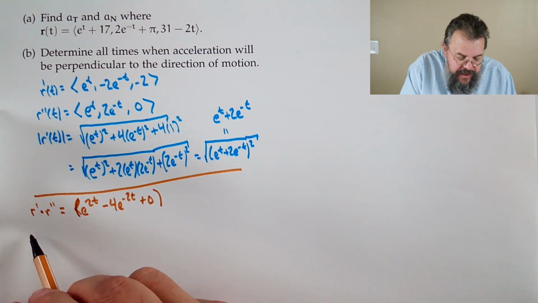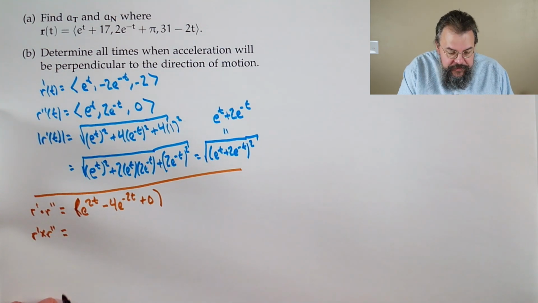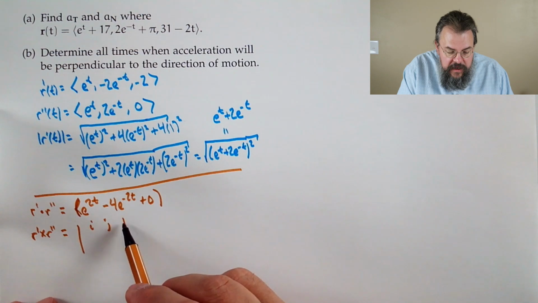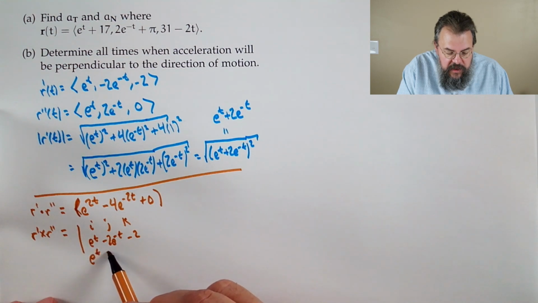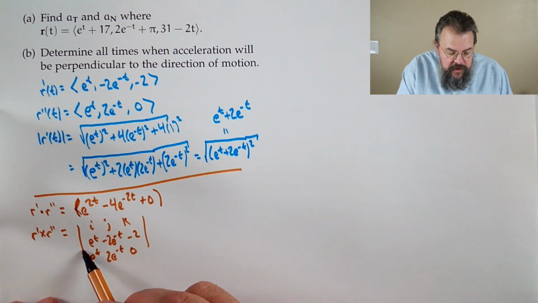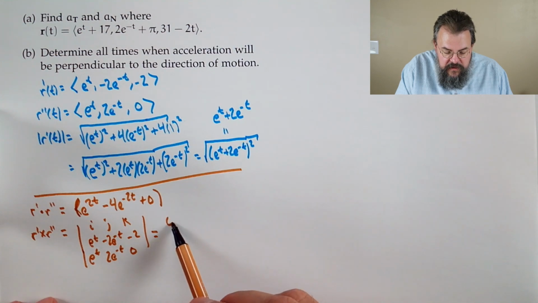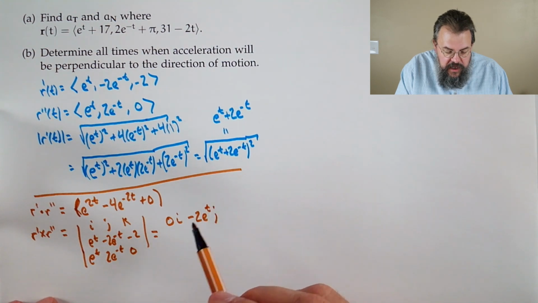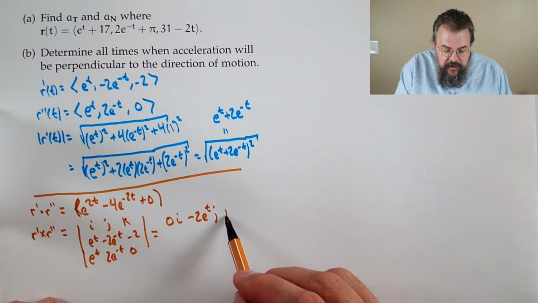All right, now we'll do the cross product. r prime cross r double prime. What would that be? Well, that would be the following. We take our i, j, k, e to the t, minus 2e to the minus t, minus 2, e to the t, 2e to the minus t, 0. And we start going. i times minus 2e to the minus t times 0, 0i. j times minus 2 times e to the t, minus 2e to the t, j. k times e to the t times 2e to the minus t. Well, the e to the t and the e to the minus t actually cancel, so we're left with a 2 times k.